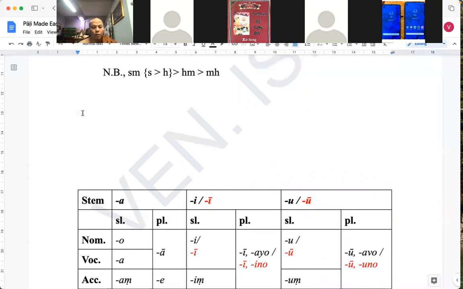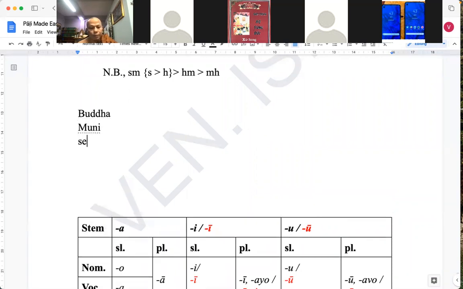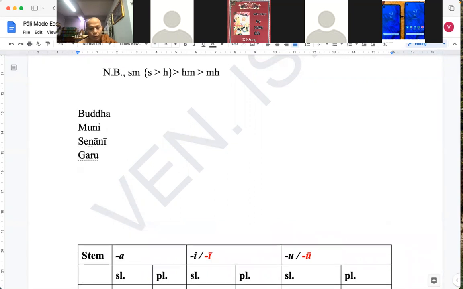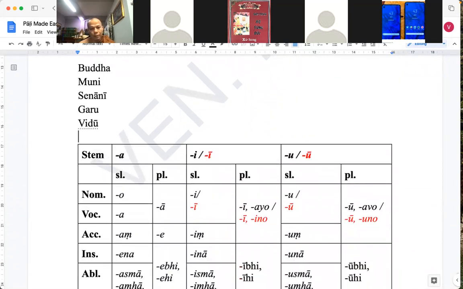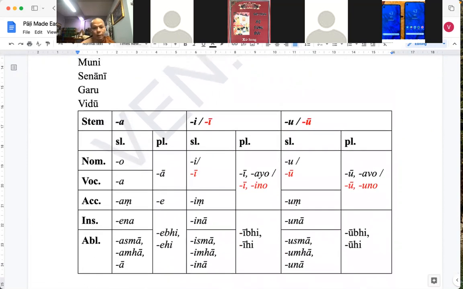So for a stem, Buddha, and then Muni, and then Senani, and then Garu, and then we do. Okay, these five words, so we can practice joining with these five.